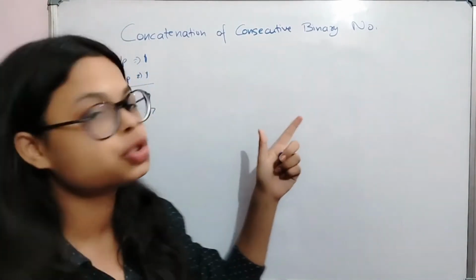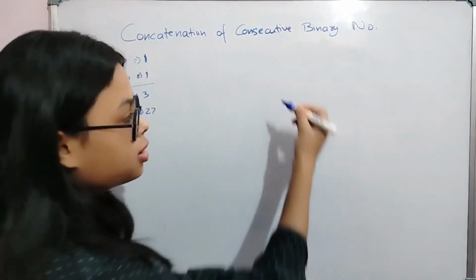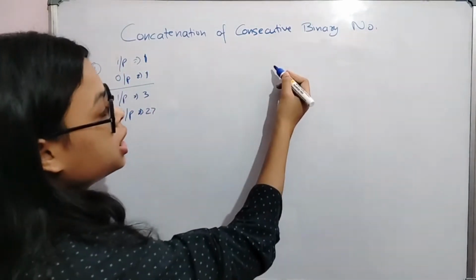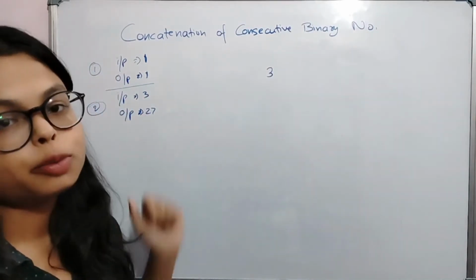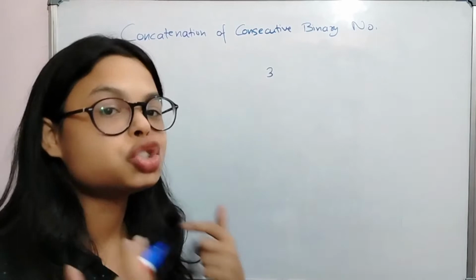Today I will be discussing the Leetcode Daily Problem, concatenation of consecutive binary numbers. In the question we are given a number. For example, let's say we are given the number 3. The input is 3, and according to that we have to print the output. So what is the question asking?